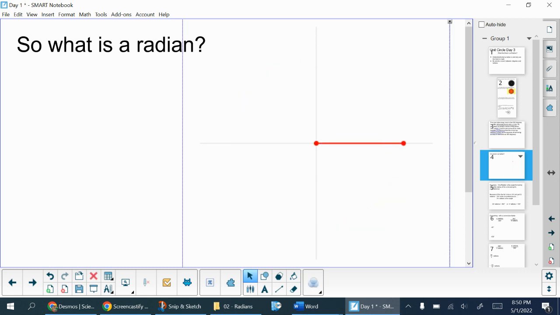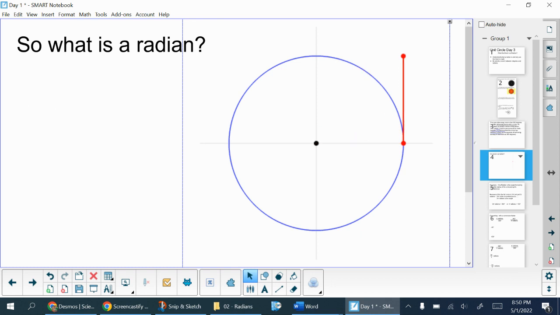There we go. Okay, so what we're going to do here, we're going to take a radius and make a circle out of it. So that red line is the radius of the circle. And what makes a radian is when we take that radius and lay it along the circumference of the circle. That arc that gets created, and the angle that intercepts that arc, that angle is defined to be 1 radian. And if we take that 1 radian and spin it around the circle, you're going to notice something here.